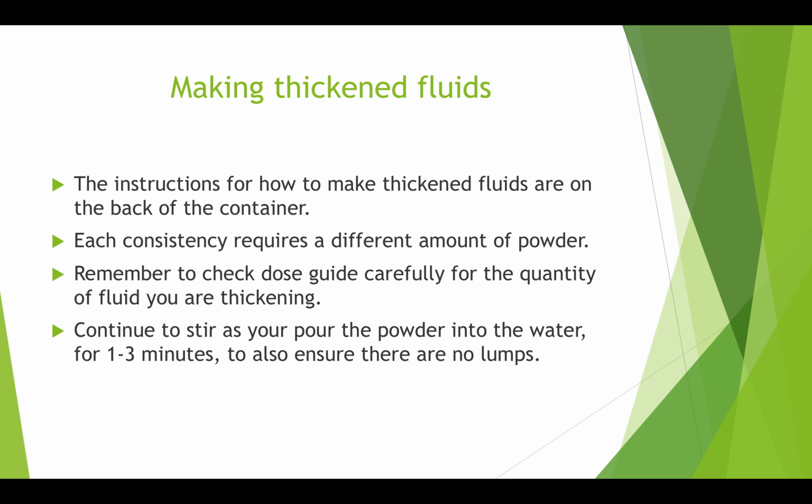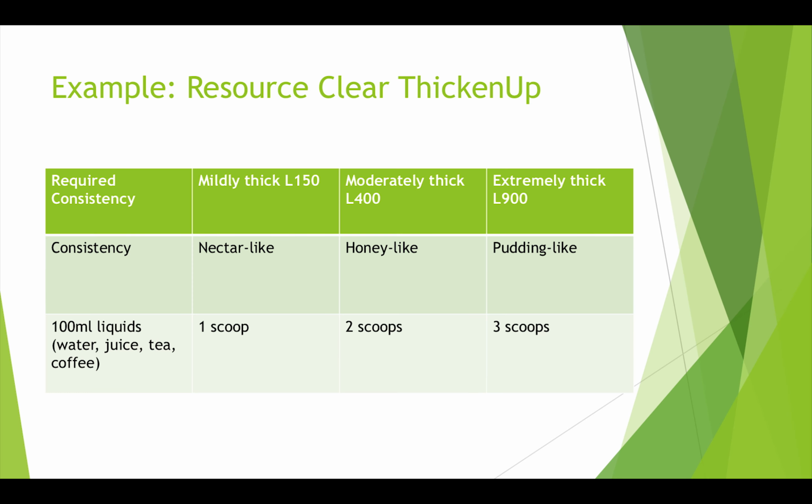Making thickened fluids. The instructions for how to make thickened fluids are on the back of each container. However, each consistency requires a different amount of powder. Remember to check the dose guide carefully for the quantity of fluid you are thickening. Continue to stir as you pour the powder into the water for 1 to 3 minutes to also ensure that there are no lumps. There are different types of thickener brands. Resource Clear Thicken Up is just one brand. Some other brands you may come across include Carry Care, Quick Thick, and Easy Thick.